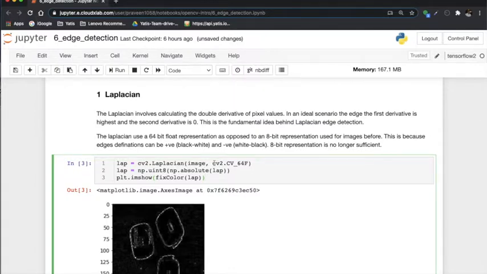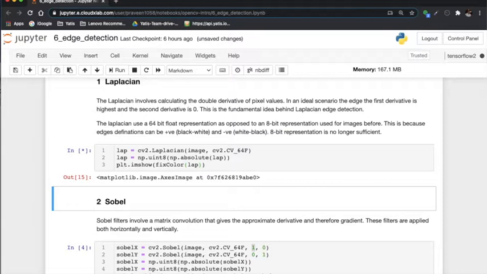There's another interesting thing that needs to get done: typically all pictures we use are 8-bit representations. But when we look at edge detection, we need to start looking at 64-bit float representations. They need to be richer because besides values, we also have edge definitions, like they can be positive when it goes from black to white, or negative when the transition is from white to black. So 8-bit representations are not sufficient, and we need to use 64-bit float representations. So that's what we use here. After we have created the Laplacian, we then finally need to convert it back to an 8-bit representation if we need to see it as an image, which is done here, and we can see the result.